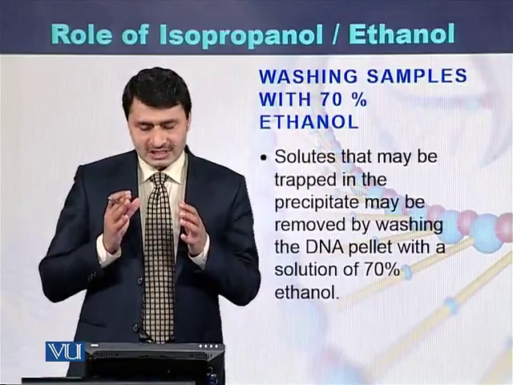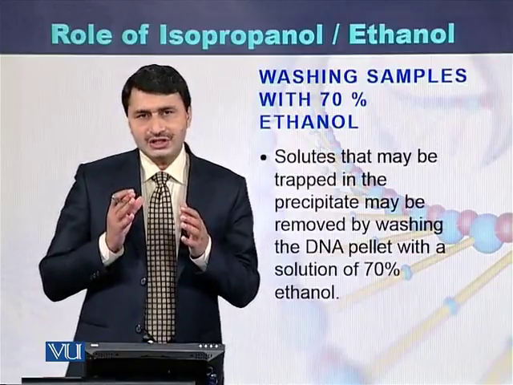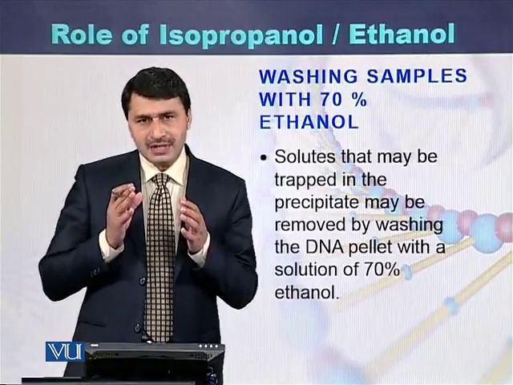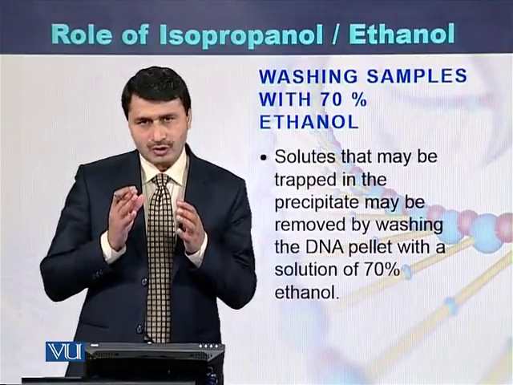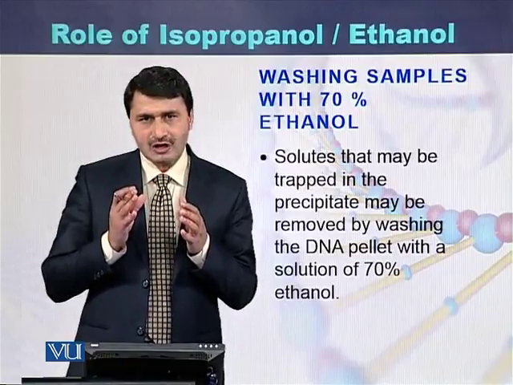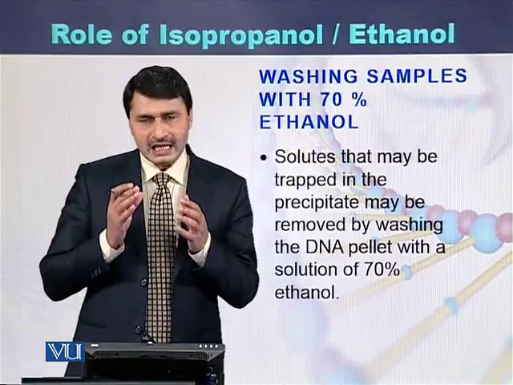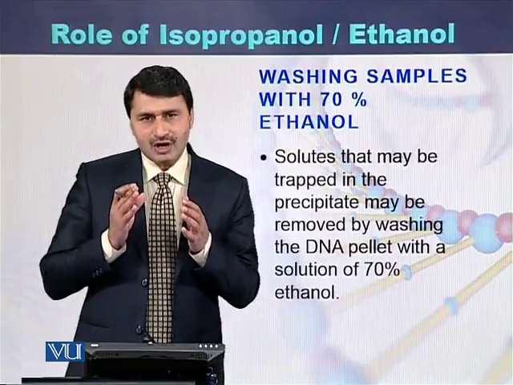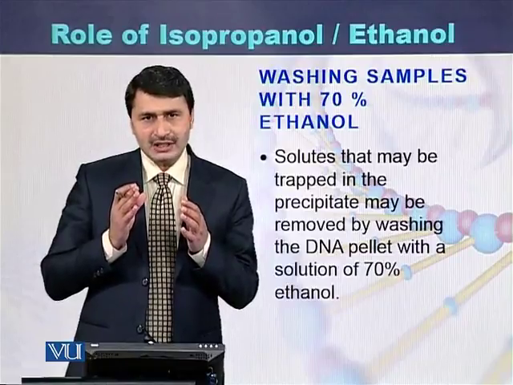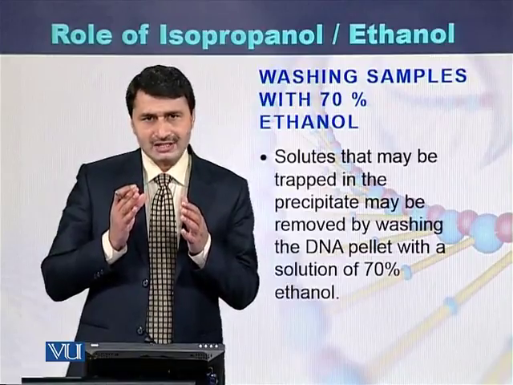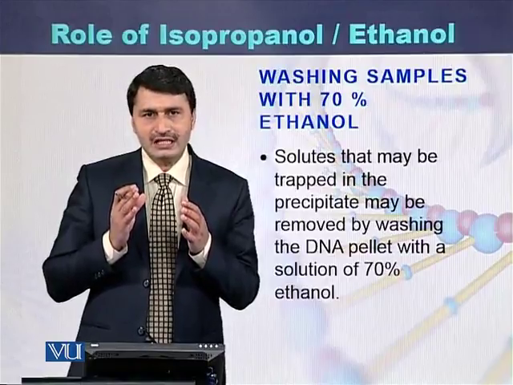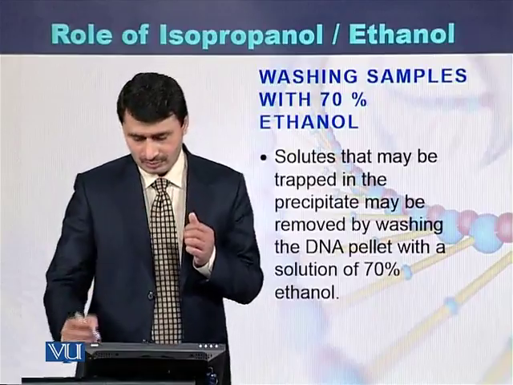Washing the samples with 70% ethanol. Once DNA has been purified, solutes may be trapped with the isopropanol or the ethanol that has been used for the precipitation of the DNA. So at the last, DNA is washed with 70% ethanol. If there are minor solutes or salts which remained with the DNA, they may be dissolved in the 70% ethanol.